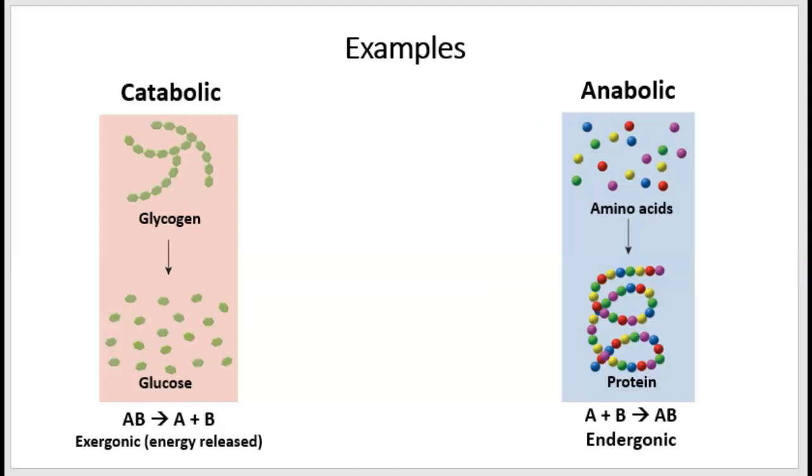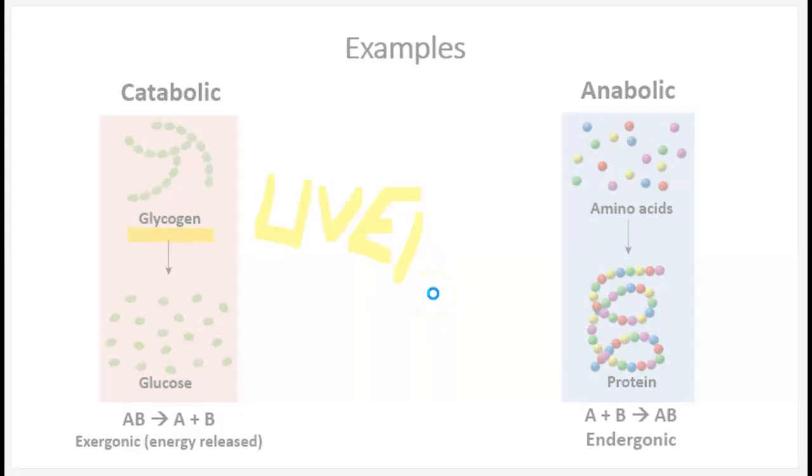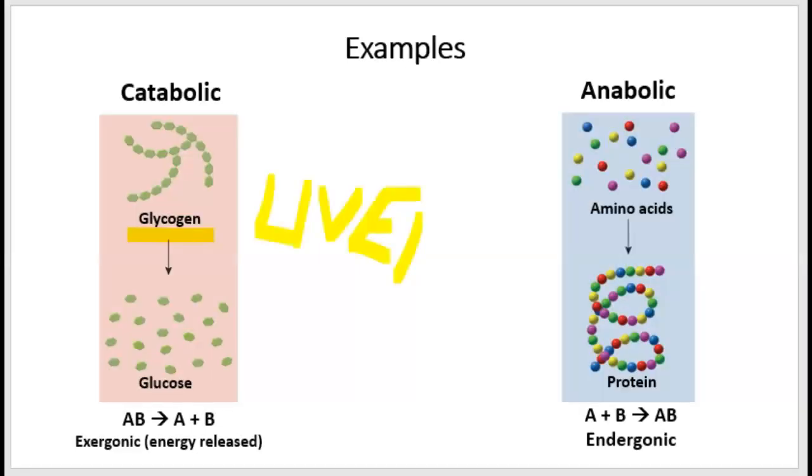So here are some examples of the different types of reactions I just mentioned. A catabolic reaction that takes place in the body occurs in the liver when glycogen, which is a carbohydrate stored in the liver, is broken down into glucose. This happens in between meals. So when glycogen is broken down, individual glucose molecules are the product. This happens to be exergonic as well, because energy has been released.